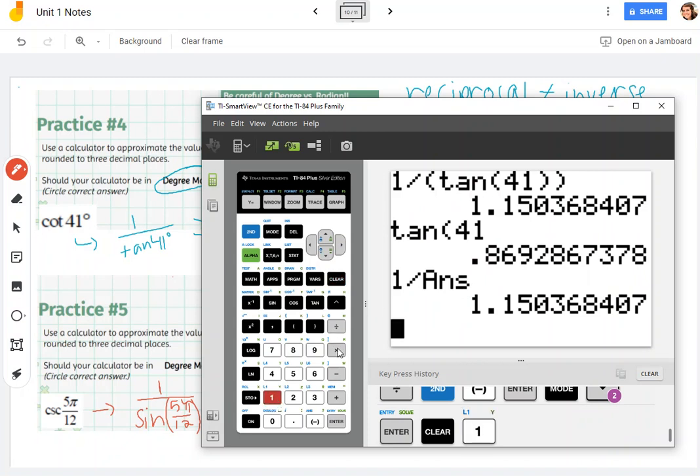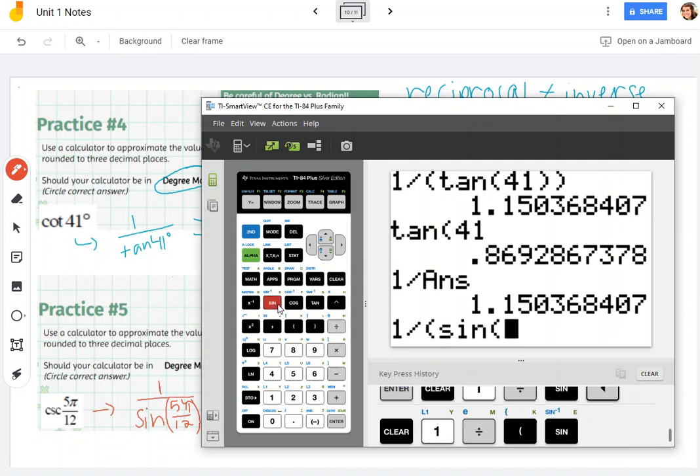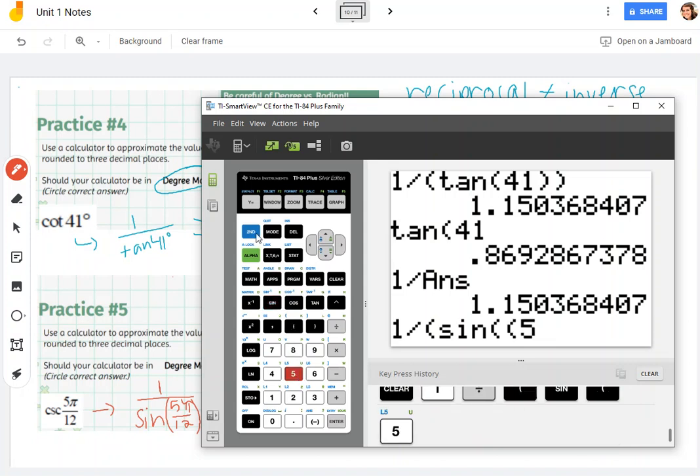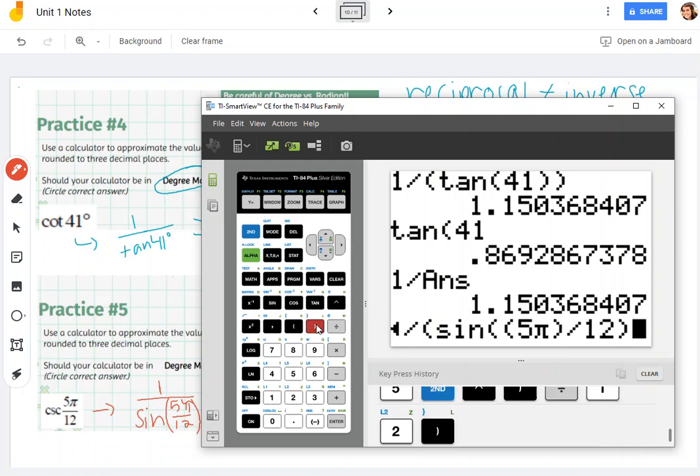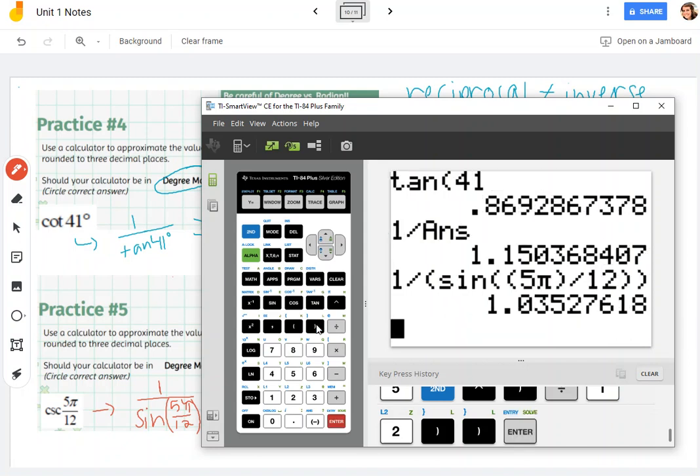And then I am typing 1 divided by sine. Parentheses are super important here. Let me start that over. 1 divided by parentheses sine. And then because this is a fraction, you want to be extra careful. So I'm going to put my numerator in parentheses. So 5 pi divided by 12. Close out, make sure all your parentheses are closed, and hit enter.